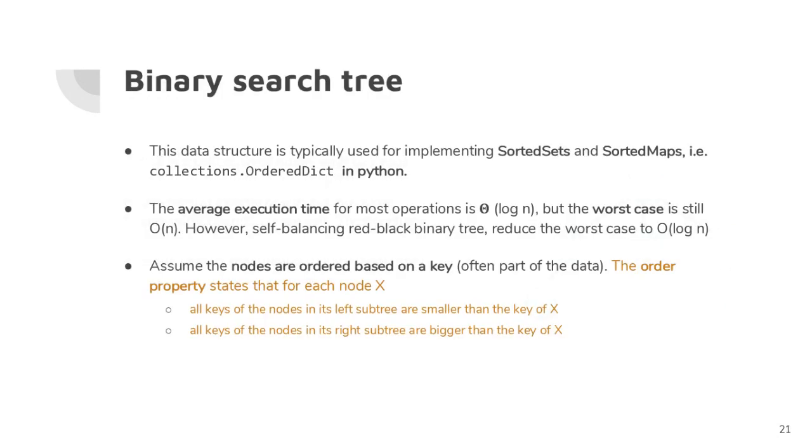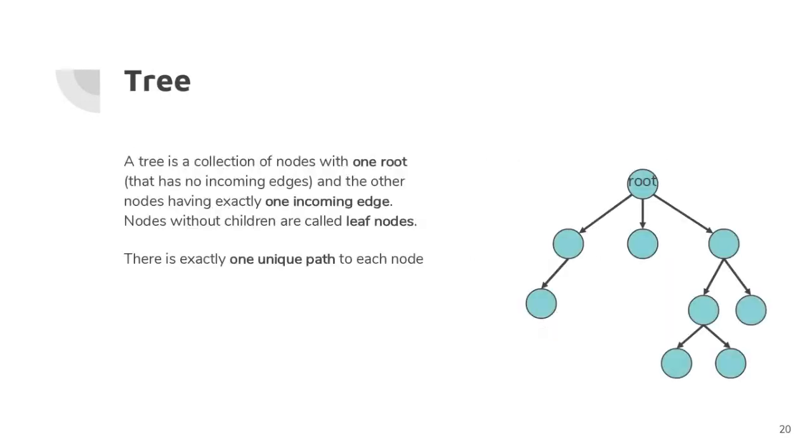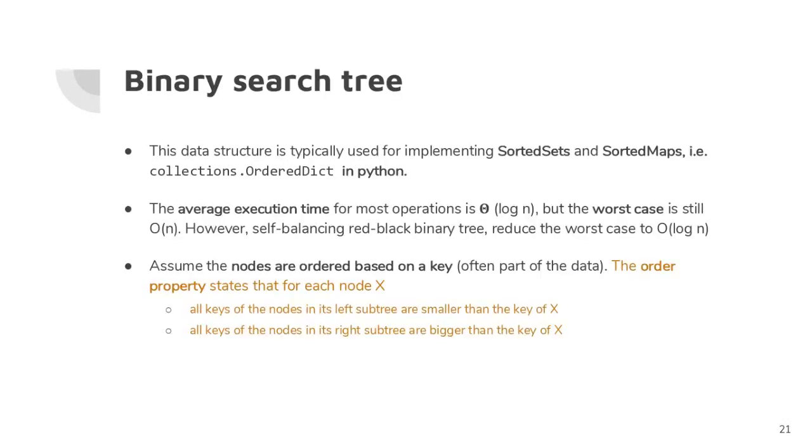So what is a binary search tree? As I mentioned before, it's used in OrderedDict. It's a type of tree. One difference is that it only has two branches for each node. So here the root has three branches, and then here you have one branch. With a binary tree, you always have two or one subtrees.